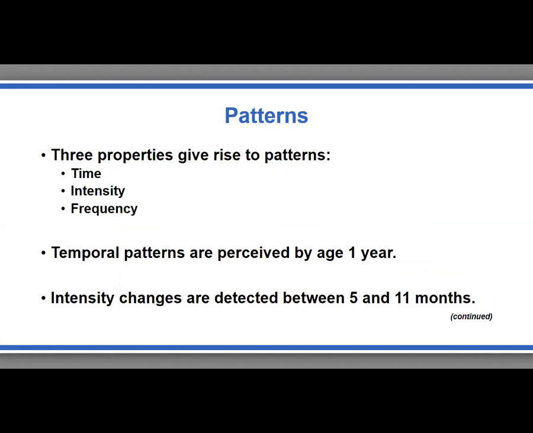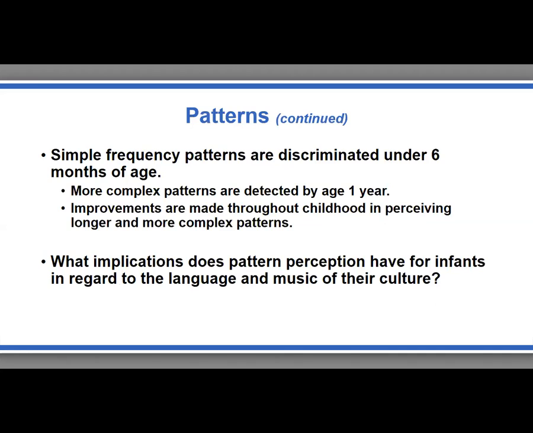Intensity changes are detected between 5 and 11 months, or as far as they think they are, based on the perceptions they gather when they do experiments, right? That the researchers think they see.